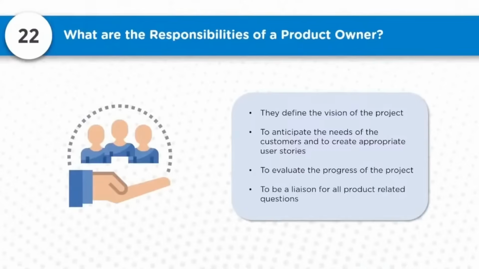The product owner has to evaluate the progress of the project based on the backlog, and has to be available for all product related questions. The team may have certain questions as the sprint progresses. The Scrum team may have certain questions and clarifications relating to the user stories. Those need to be clarified.